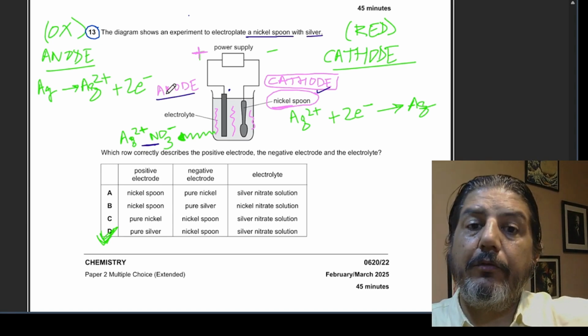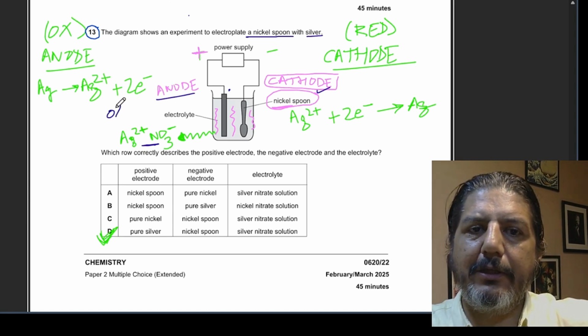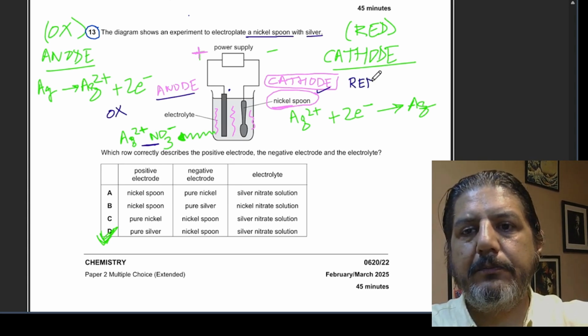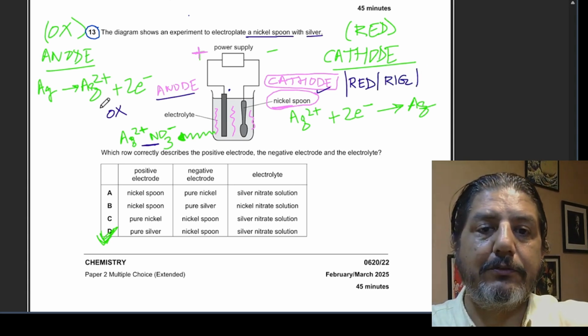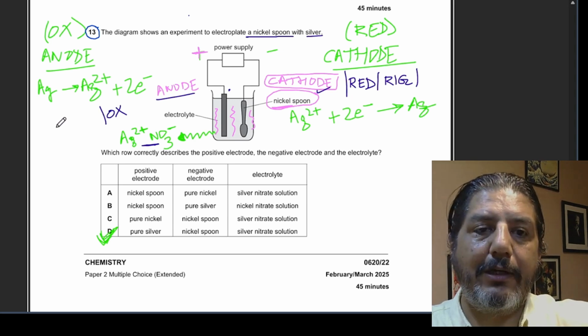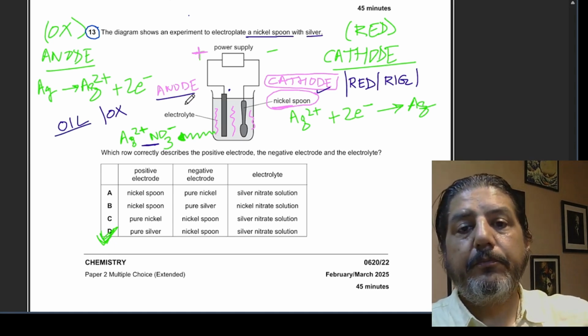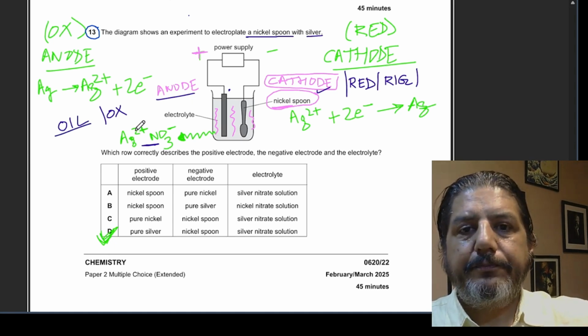Now, what we always understand is that at the anode, oxidation will be taking place, and at the cathode, reduction would be taking place. Reduction is gain of electrons, so here gain of electrons will be taking place. Oxidation is loss of electrons. Here loss of electrons will be taking place.